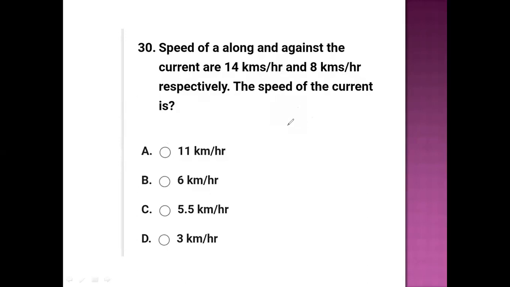Along the current means, I'm just simplifying here, this is the upstream and this is the downstream, and water always flows from upstream to the downstream. The speed along the current, what does it indicate? It is towards downstream. They have given the speed of the boat in the downstream.